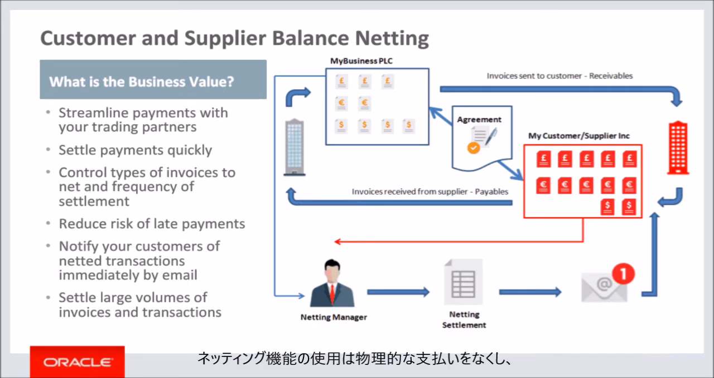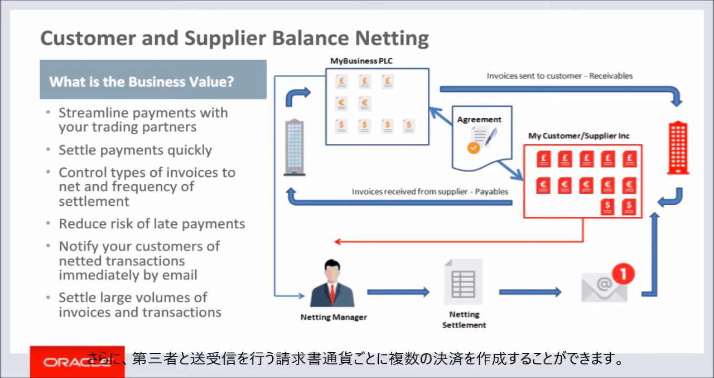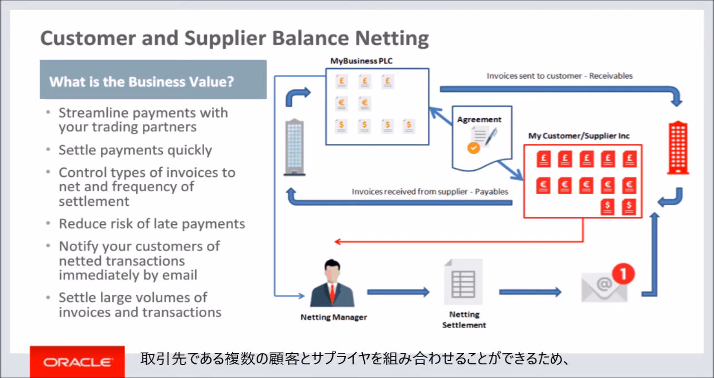The netting functionality helps you to quickly settle payments and receipts with your trading partners without the need to create physical payments. If your third party is both your customer and your supplier, and you send and receive many invoices to each other, then netting will enable you to quickly net off the invoices and transactions. Indeed, multiple settlements can be created for each invoice currency that you send or receive with your third party. Since the netting agreement allows you to combine multiple customers and suppliers that represent your trading partner, you can more easily manage the netting of invoices across different sites.